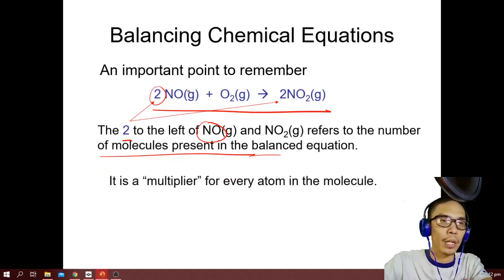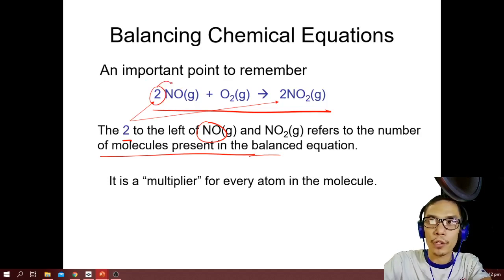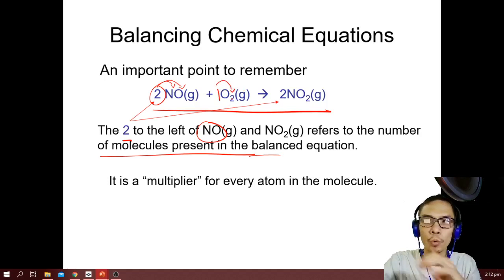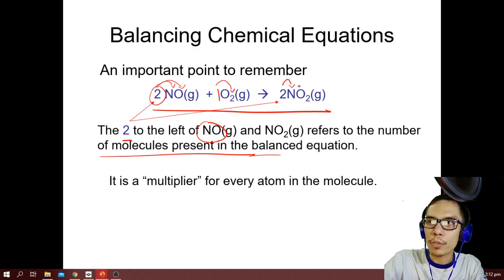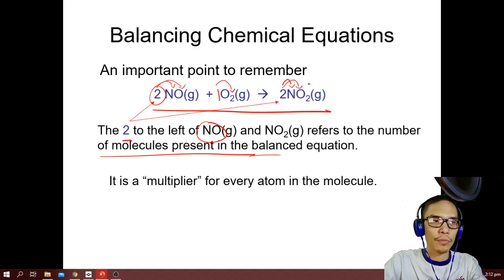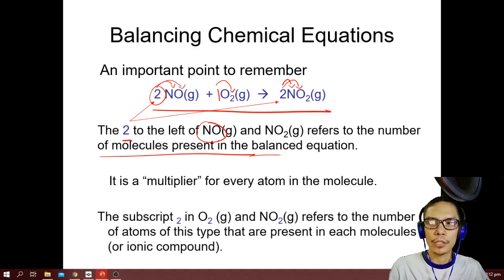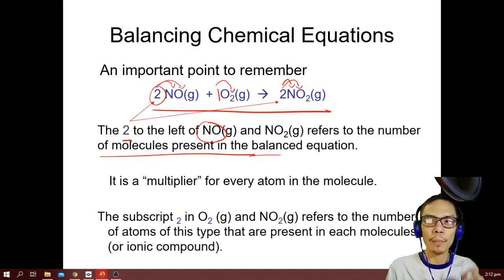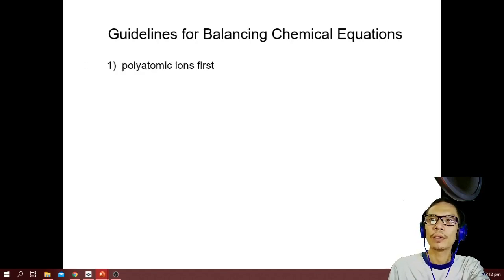So this is a multiplier, just like what you did in algebra, like your FOIL method. Just multiply it right here, then multiply it right there, and there you go. This is 1, understood as 1. So 1 times 2, that is 2. This is 2 times 1. Then 2 times 2, that is 4. Take note, the subscripts you cannot change. The subscript tells you the number of atoms per molecule that you have right there.